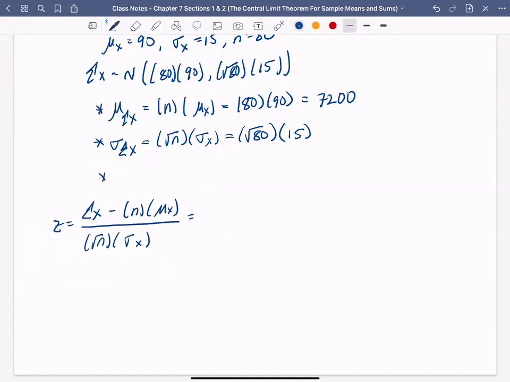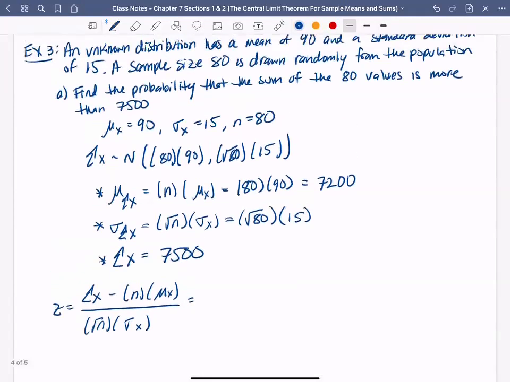Our summation of x is going to be 7,500 because that's our data point. That's what it's asking us to use right here. Okay, so now we can start substituting these values in. So 7,500, and notice how 80 times 90 is a nice whole number, right? We didn't round this. That's why I can write 7,200. So I'm going to write 7,200 divided by the square root of 80 times 15.